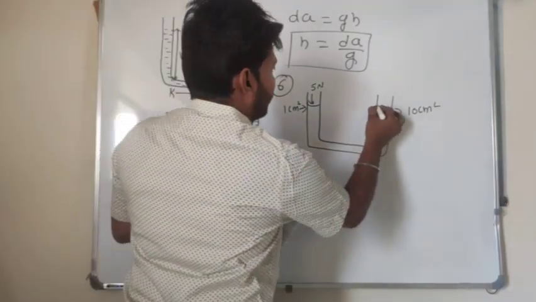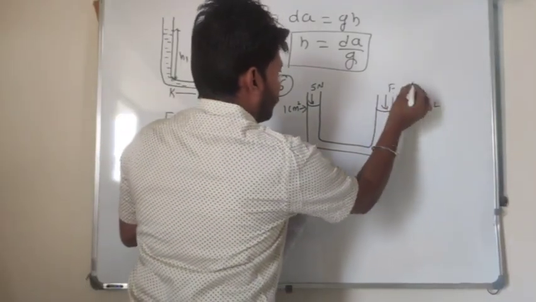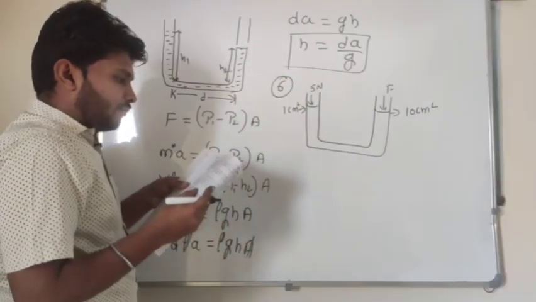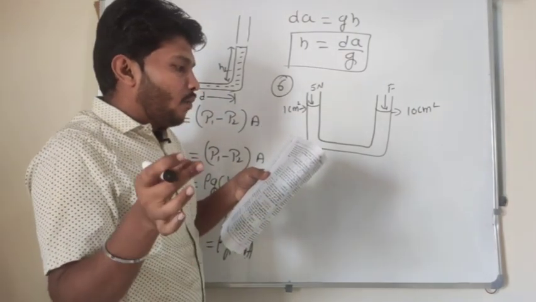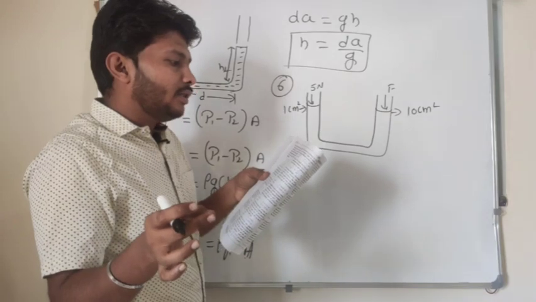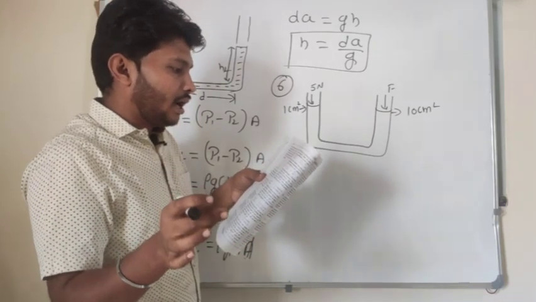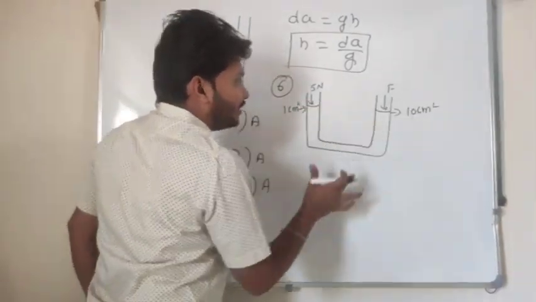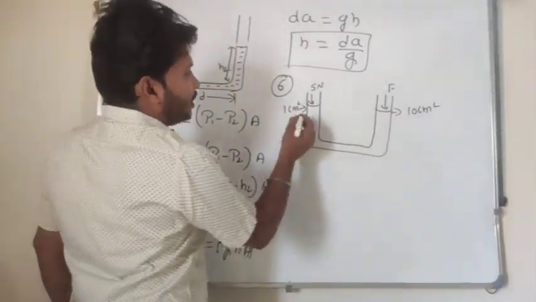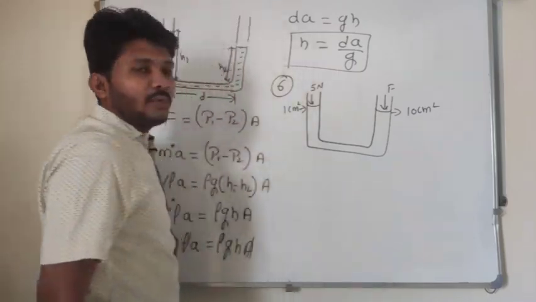Then I want to find out what about the pressure here. A force of 5 Newton is applied on the water in the thinner arm. What force should be applied on the water in the thicker arm so that the water may remain in equilibrium? In order to attain that equilibrium position, what should be the force at this point?